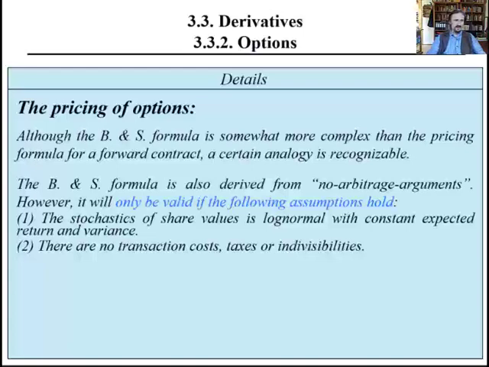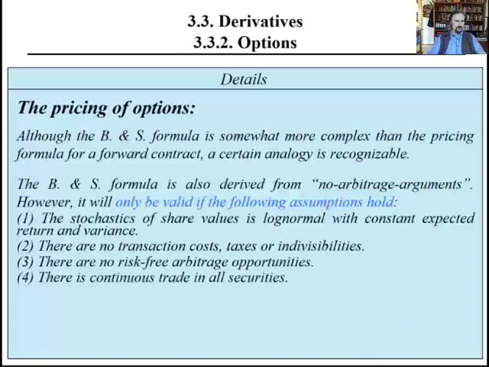Another assumption is that there are absolutely no transaction costs, taxes, or any indivisibilities, which is of course also not 100% correct from the empirical point of view. Then the assumption is made that markets are efficient in the sense that there are at least no risk-free arbitrage opportunities given. This is the assumption needed to apply the no arbitrage argument technique. Fourth, the assumption has to be made that there is continuous trade in all securities, which is of course also not realistic, since we have typical business hours for all kind of stock markets or derivative markets.